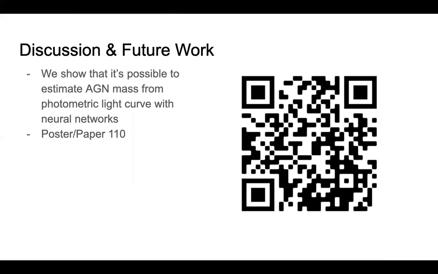So in this work, we've shown that it's possible to estimate AGN supermassive black hole mass from just photometric light curves with neural networks. This QR code on the right will take you to our arXiv paper.